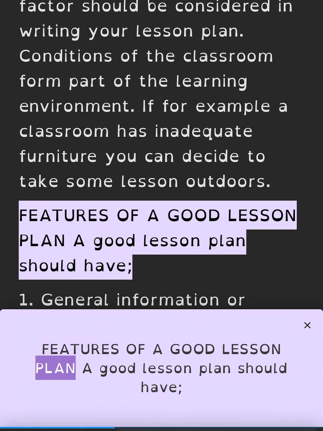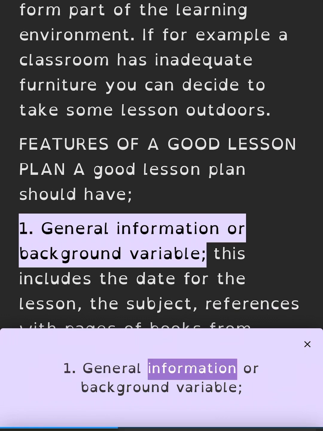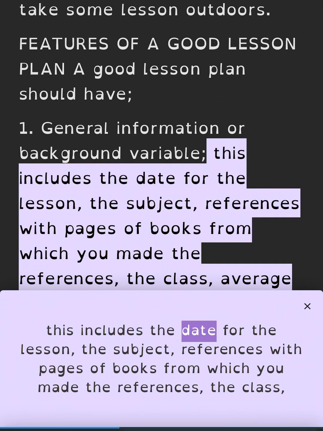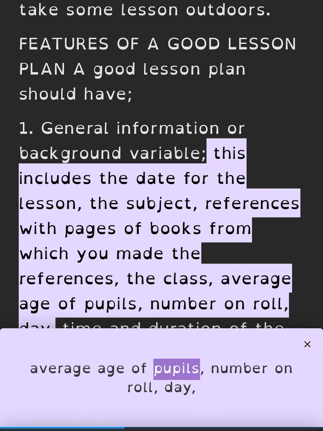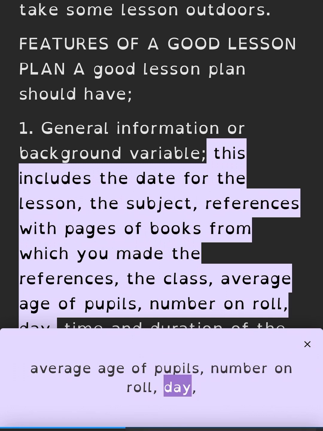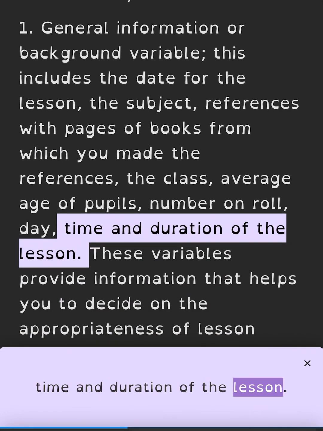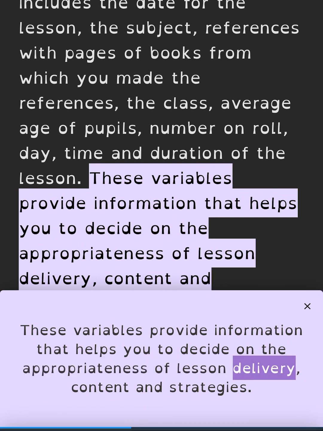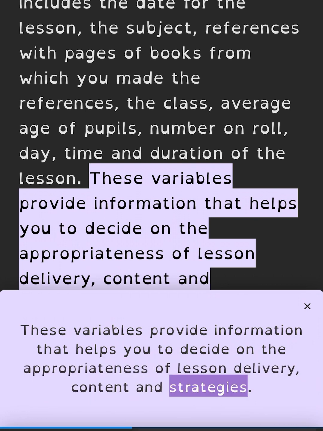Features of a good lesson plan. A good lesson plan should have 1. General information or background variables. This includes the date for the lesson, the subject, references with pages of books from which you made the references, the class, average age of pupils, number on roll, day, time and duration of the lesson. These variables provide information that helps you to decide on the appropriateness of lesson delivery, content and strategies.